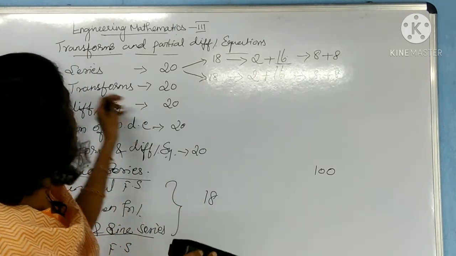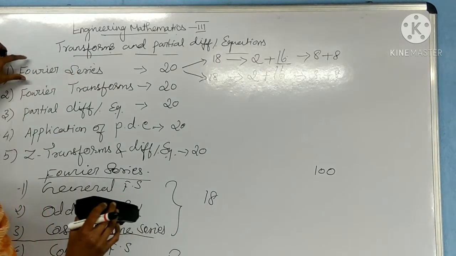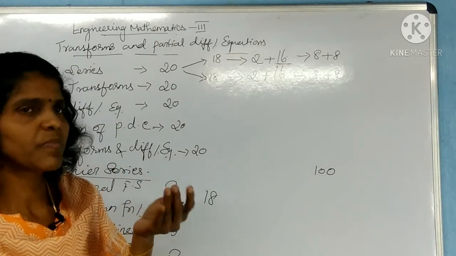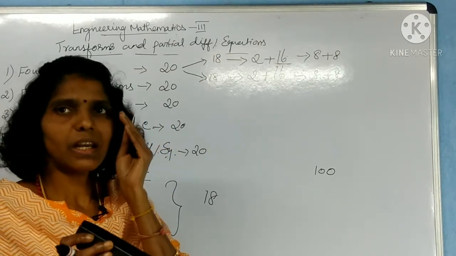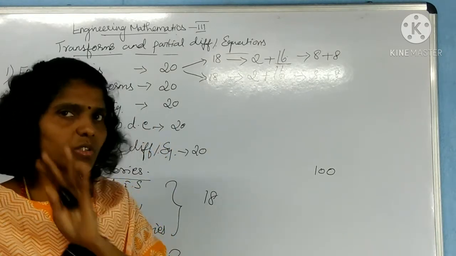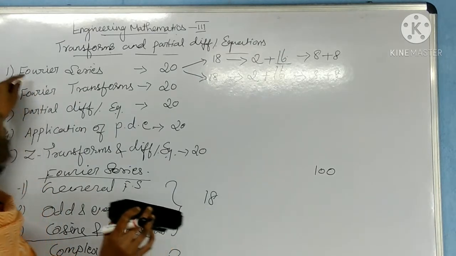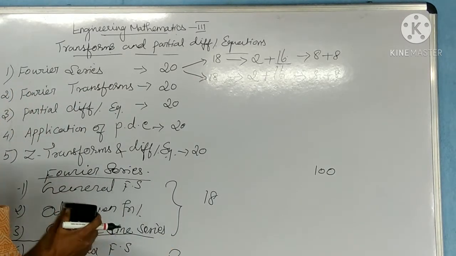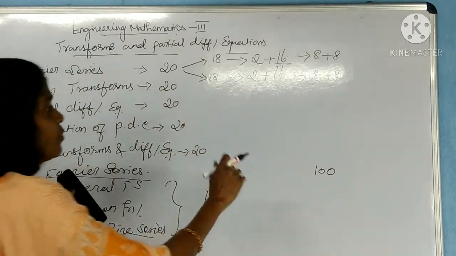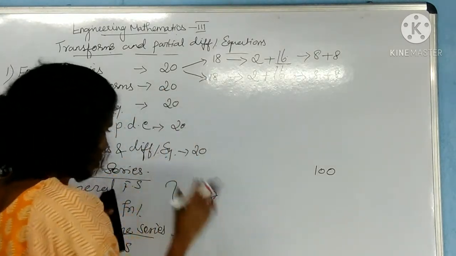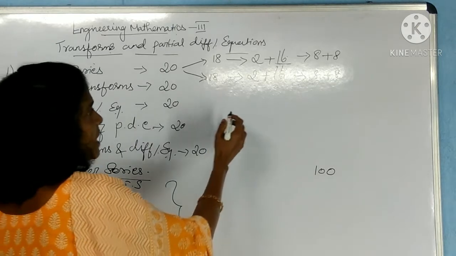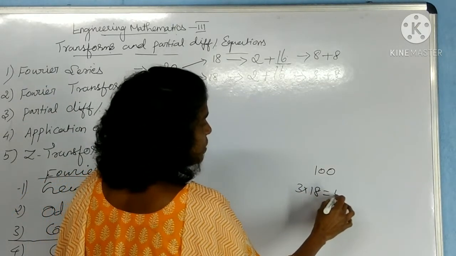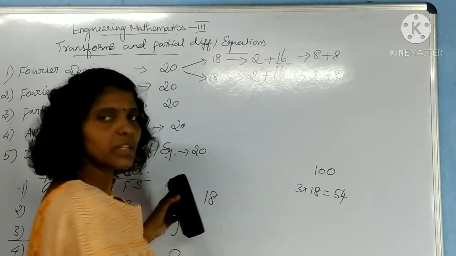Okay, so in only 3 units you have to select your choice. Whichever units you find easy, you have to select them. First unit or second unit or third unit, anything, select your choice. Definitely you get 54 marks. Suppose first half or second half, 3 into 18, which is equal to 54. You get 54 marks.